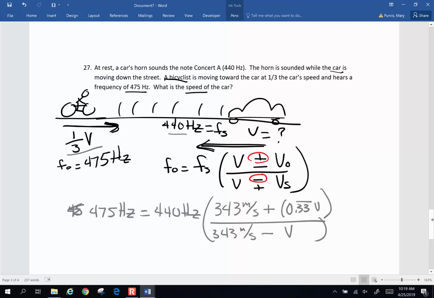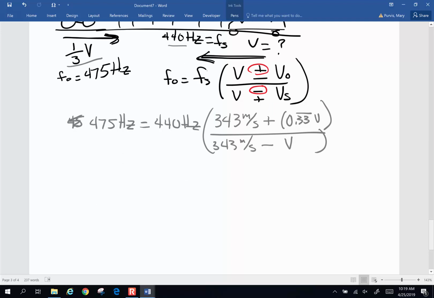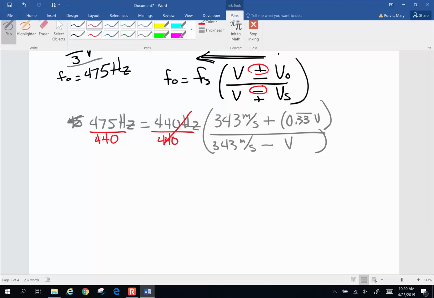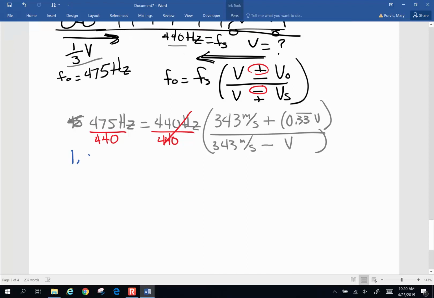All right, now we get to do some fancy algebra to make this all work. First thing I'm going to do is divide both sides by 440 hertz, and that's going to cancel. This turns into 1.08 equals 343 meters per second plus 0.33 repeating V, divided by 343 minus V. And we're trying to solve for V. So what are we going to do next? We've got to get things out of the basement.